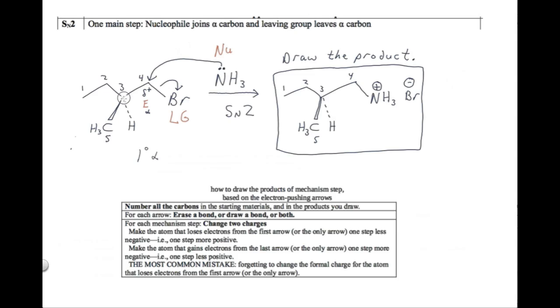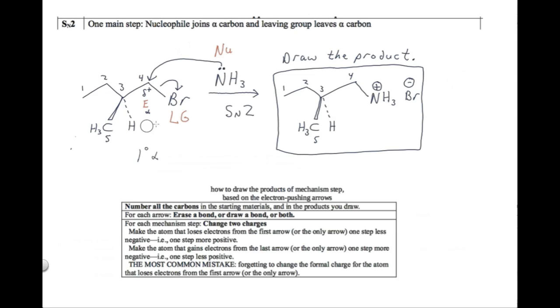Carbon-3 here is a stereocenter. It's attached to 4 different groups. Should we invert the configuration at carbon-3? No, because carbon-3 is not participating in the reaction. Carbon-3 is not the alpha carbon. So the configuration of carbon-3 should not change. If you changed carbon-3 from a wedge to a dash, that would be a mistake. Carbon-3 is not participating in the reaction.